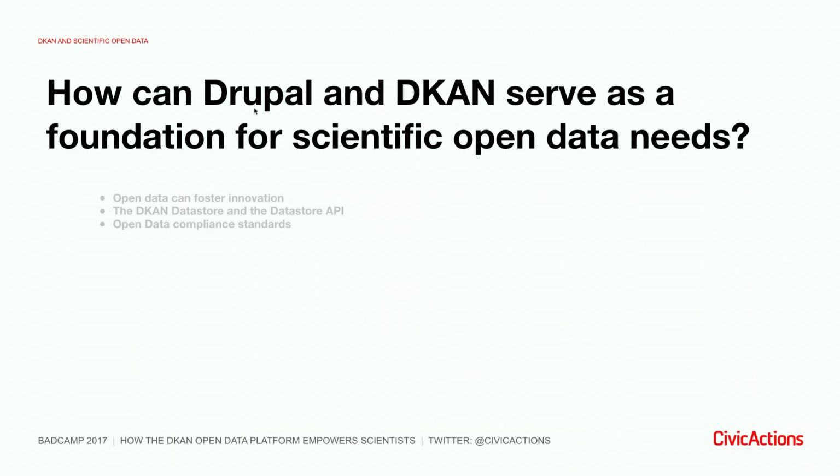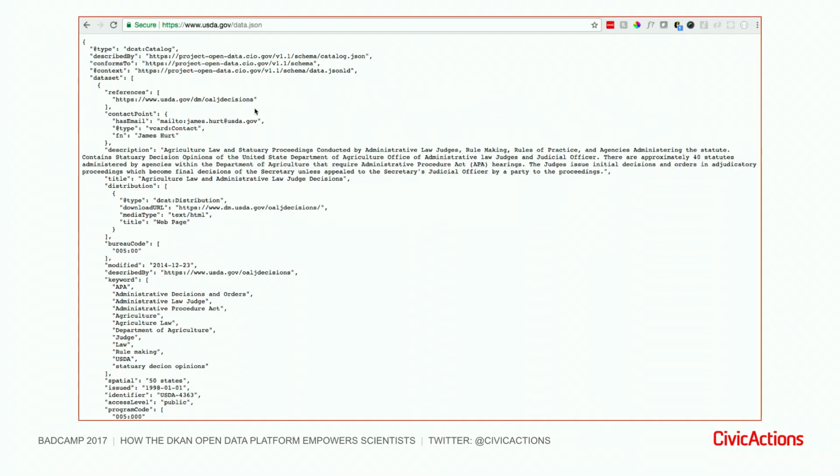So the last bit is going to be about interoperability. This is what a data.json endpoint looks like. And currently, Project Open Data compliant open data portals such as USDA.gov, healthdata.gov, data.ca.gov, this is all part of out-of-the-box DKAN also. They have a data.json endpoint where you're able to view in pure JSON all of the contents of the data catalog.